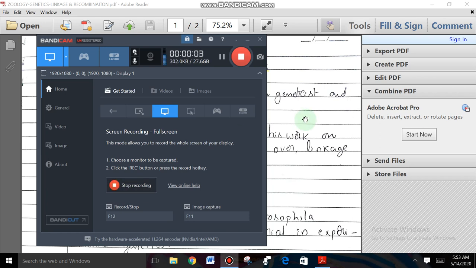Good morning, students. In the earlier class, we discussed the chromosomal theory of inheritance, which was proposed by Sutton and Boveri. Today in class, we are going to discuss the experimental verification of the chromosomal theory of inheritance, that is, linkage and recombination. So let us start.